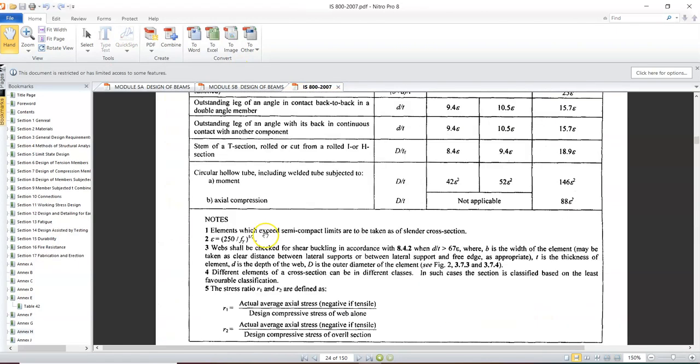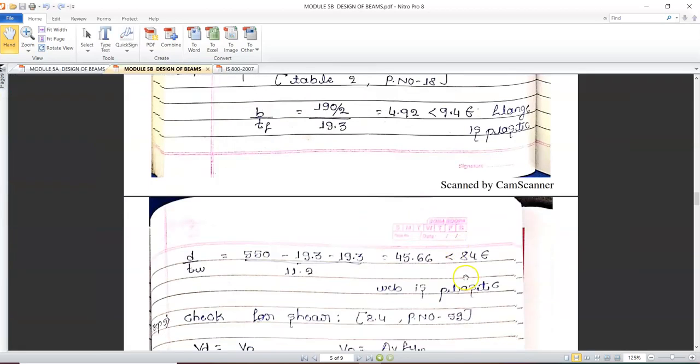Now here epsilon refers to the formula given here. It is 250 divided by Fy, to the power 1 by 2. For Fe 410 grade, Fy is also 250. So 250 by 250, automatically the epsilon value will be equal to 1. For grade Fe 410, the epsilon value will always be equal to 1.